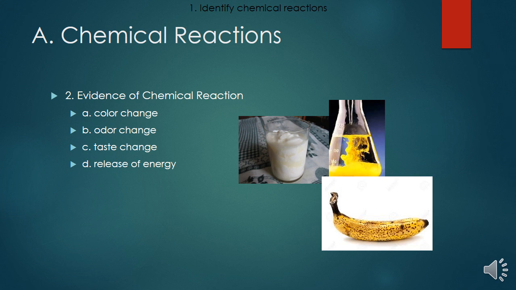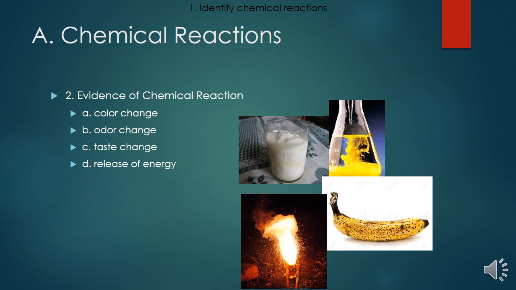Another very common piece of evidence that can tell us a chemical reaction has occurred is a release of energy. Here we have a picture of something burning. We're giving off heat, light. There's probably some sound as well. All these things are different forms of energy that are being released as the reaction occurs. That is a very good piece of evidence of a chemical reaction occurring.